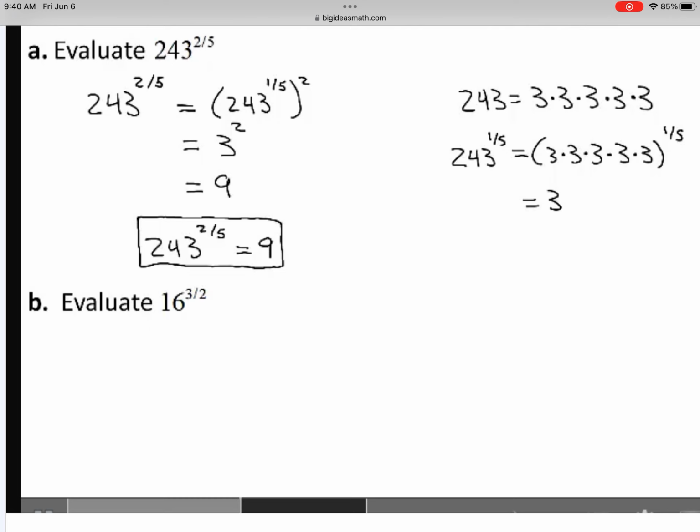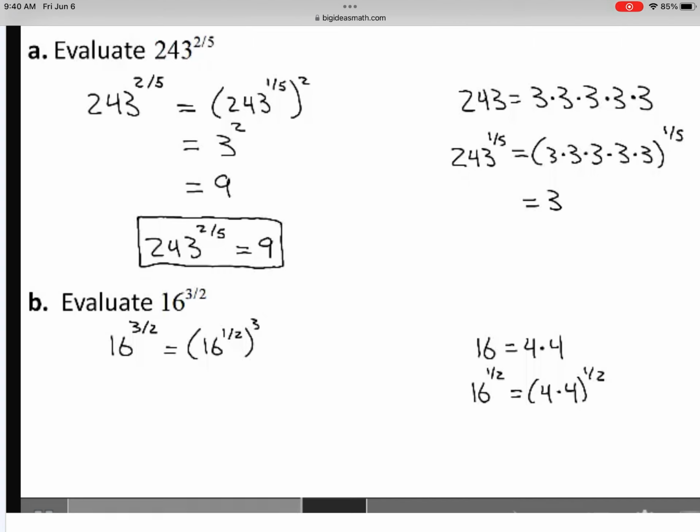Part B. Evaluate 16 to the 3/2 power. Notice that 16 to the 3/2 power can be rewritten as 16 to the 1/2 power to the 3rd power. Also notice that 16 equals 4 times 4. So 16 to the 1/2 power equals the quantity 4 times 4 to the 1/2 power, or 4.